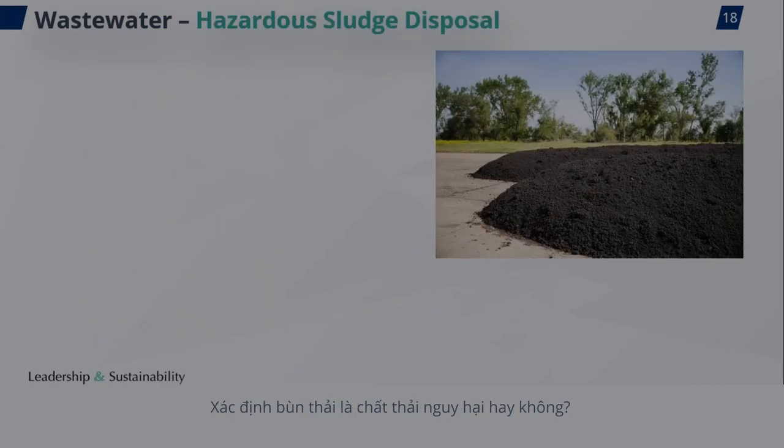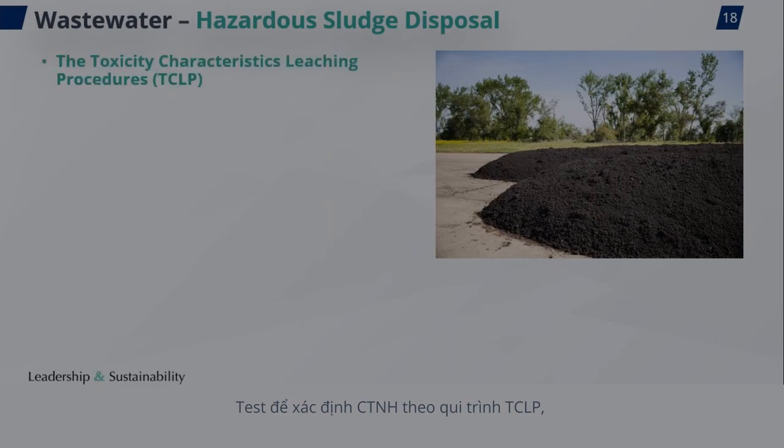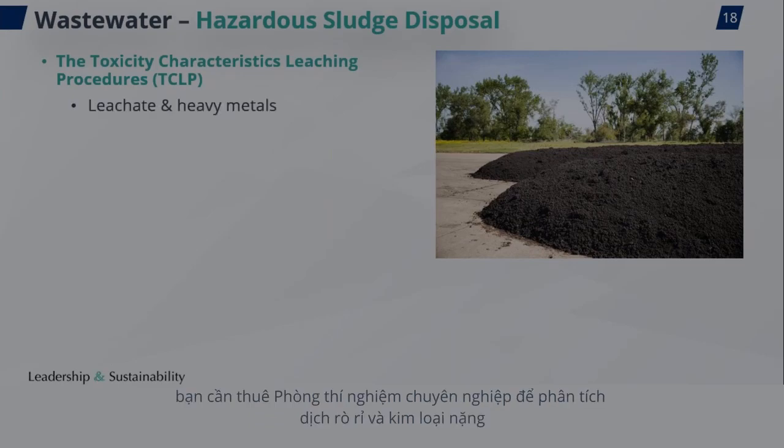And how do you now decide if your sludge is hazardous or not? Well, first of all, you need to look at the legislation and the definition of hazardous sludge according to your local legislation. But then there is, for example, a test that can be done. It's the TCLP, the Toxicity Characteristics Leaching Procedure, that you can use. And so you need a lab in order to do that. You check the leachate and the heavy metals amount in the sludge.